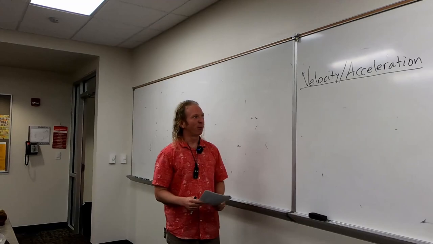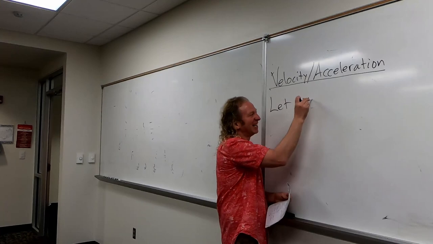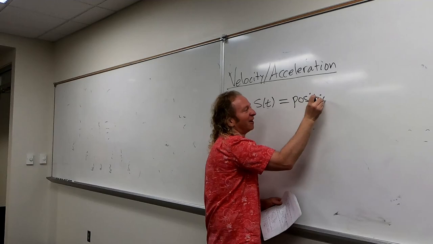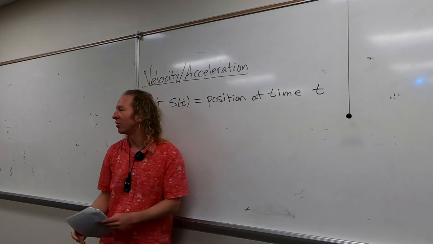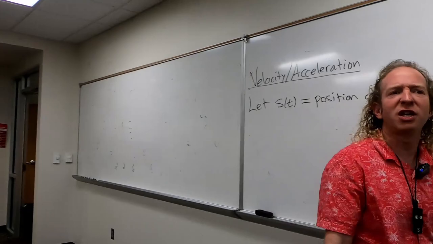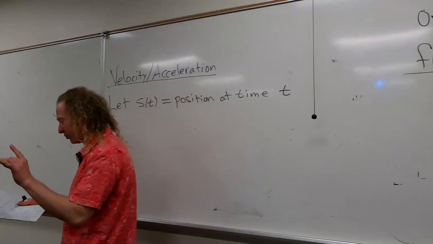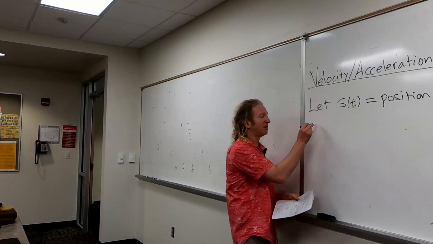Okay, so S of t is going to be the position at time t. So it's the position of an object at time t. S is always our position function. This is always given in the problem. They'll always give you the position function in all the problems. And so first is a formula that's really important for the homework. You probably will not see this on your test. It's the average velocity.